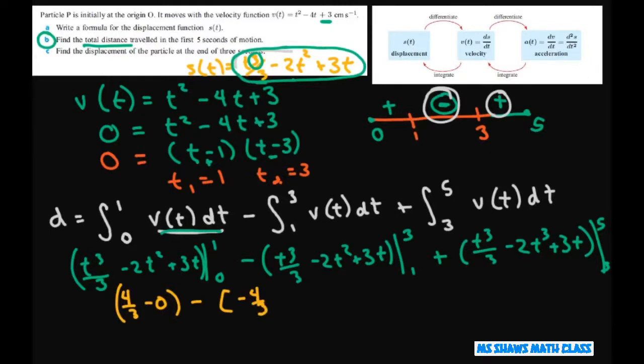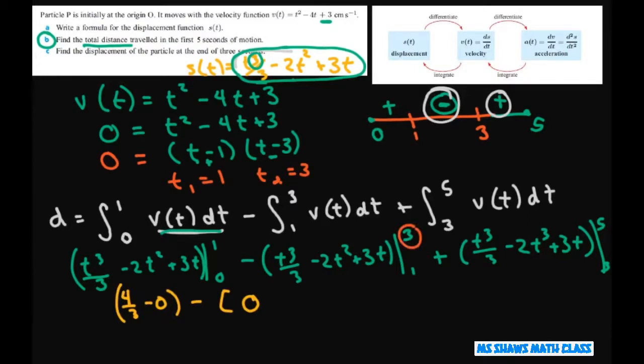And then, if you plug in 1, you get your negative 4/3. When you plug in 3, let's plug in 3 first. If you plug in 3, you're going to get 0, because 27 divided by 3 is going to be 9. And then this is going to be minus 18 plus 9. So that's going to be 0. I apologize, but I'm trying to save some space here. So that's going to be 0 when you plug in 3.